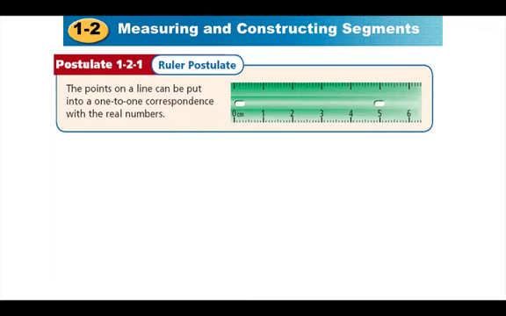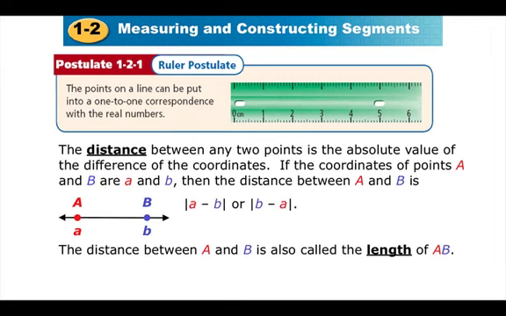This is postulate 1-2-1, called the ruler postulate. You can read what is there, but basically what this is saying, given any segment, you can use a ruler to find the distance. Let me read this to you. The distance between any 2 points is the absolute value of the difference of the coordinates. This is more like a definition.